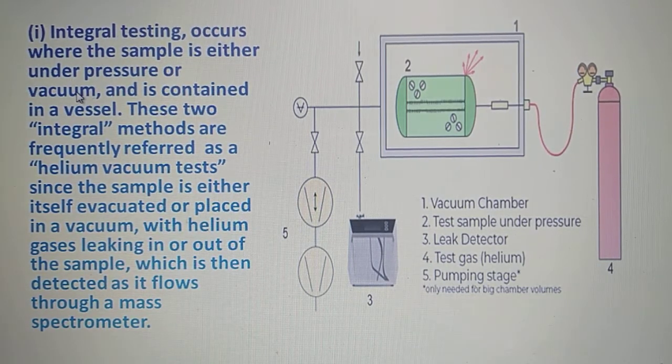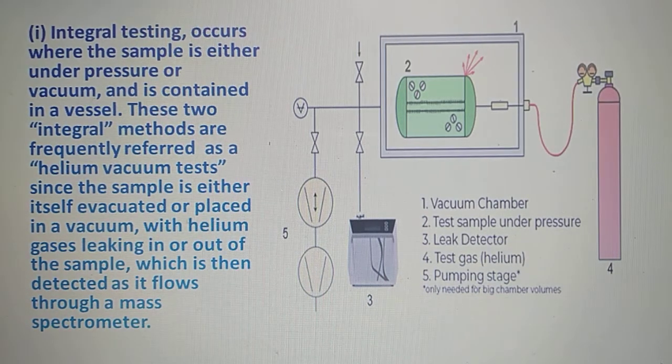This occurs when the sample is either under pressure or vacuum and is contained in a vessel. These two integral methods are frequently referred to as the helium vacuum test, since the sample is either itself evacuated or placed in a vacuum, with helium gas leaking in or out of the sample, which is then detected as it flows through a mass spectrometer.